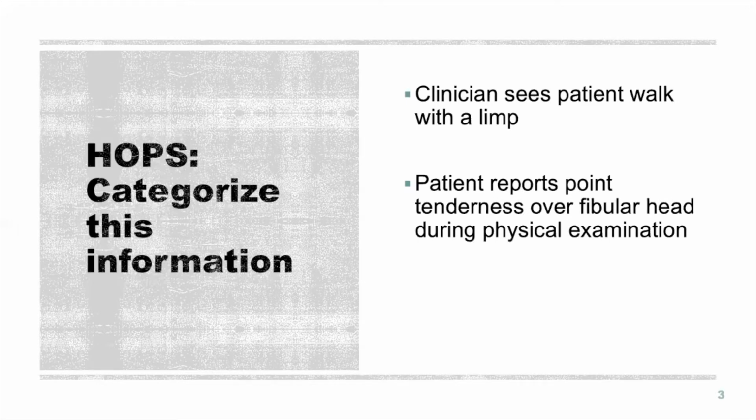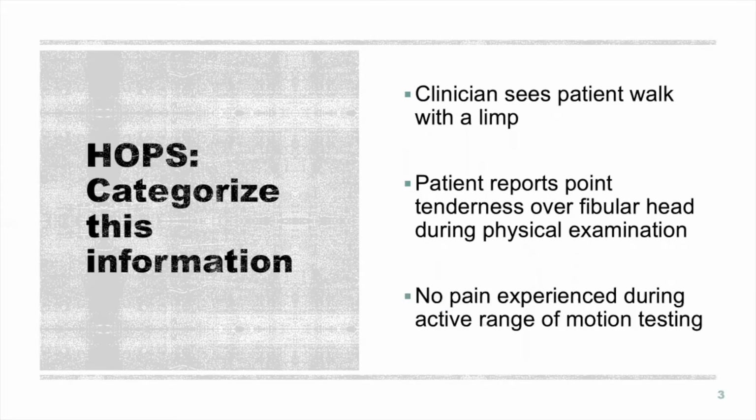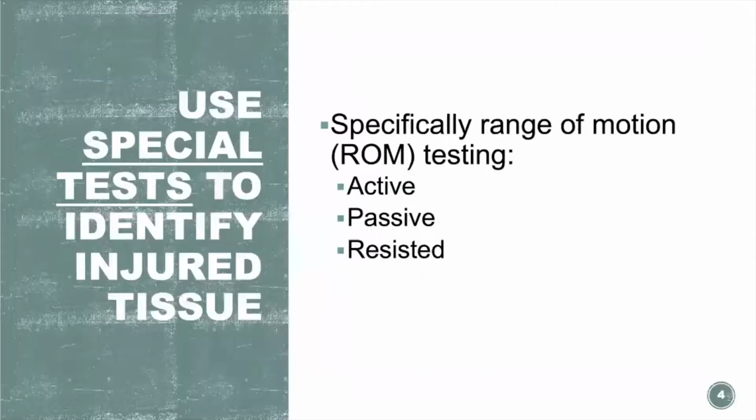How about if the patient reports point tenderness over the fibular head during physical examination? So physically touching the other person and they're reporting that there's point tenderness in one specific spot, that's going to be our palpation information. And then what if we receive information that no pain is experienced during active range of motion testing? Well, that would be one of those specialized tests. So that's the S in HOPS.